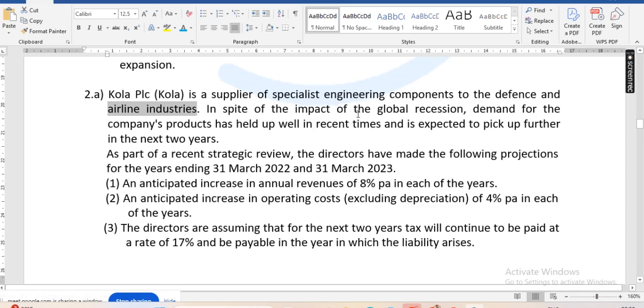In spite of the impacts of the global recession, demand for the company's products has held up well in recent times and is expected to pick up further in the next 2 years. As part of a recent strategic review, the directors have made the following projections for the years ending 31st March 2022 and 31st March 2023. Now we want to analyze the projection.